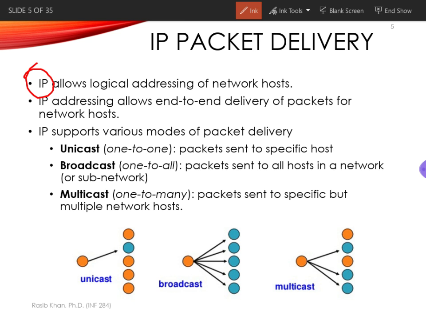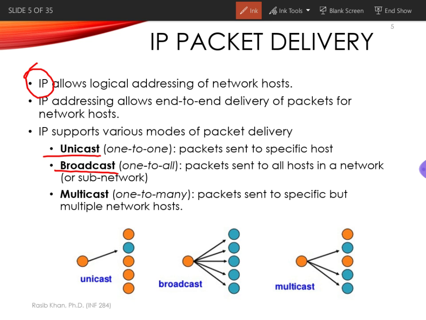First, the most common one probably is the unicast mode, where a packet is being sent from one specific host to another specific host. So it's just one-to-one delivery. The second kind of delivery is what we say is a broadcast.